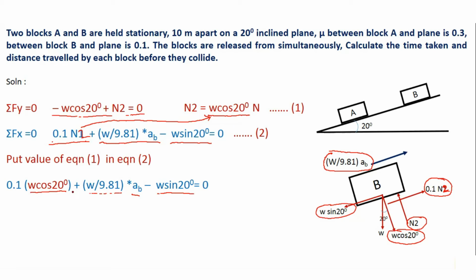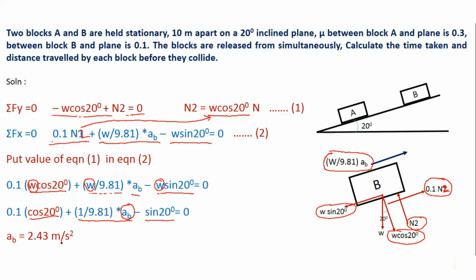Now from this entire equation, I will take W as common and take it towards the right hand side. So it will be cancelled because there is a 0 on the right hand side. And I will get the equation as 0.1 cos 20 plus 1 divided by 9.81 AB minus sin 20 is equal to 0. The only unknown in this equation is now AB. So on solving which, I will get the answer for the acceleration of B as 2.43 meter per second square.